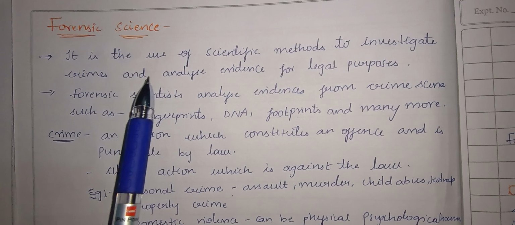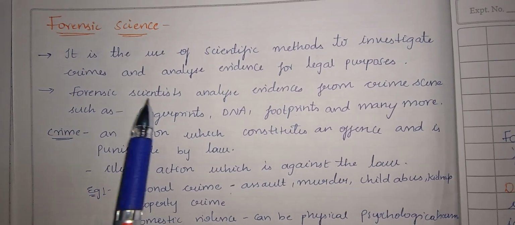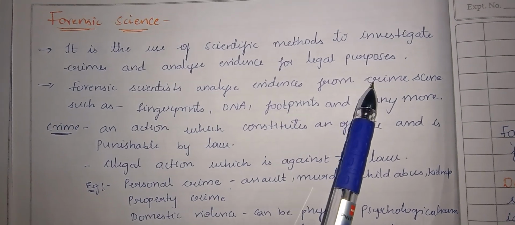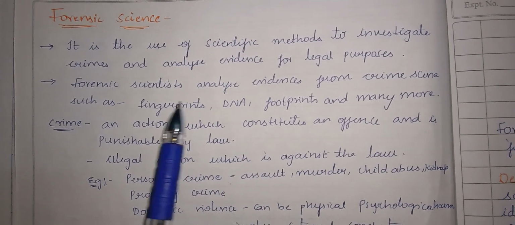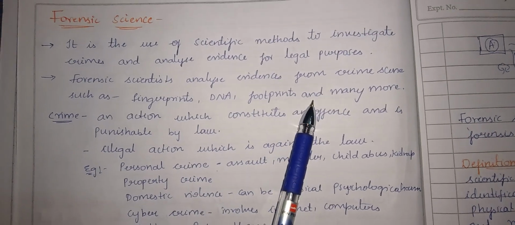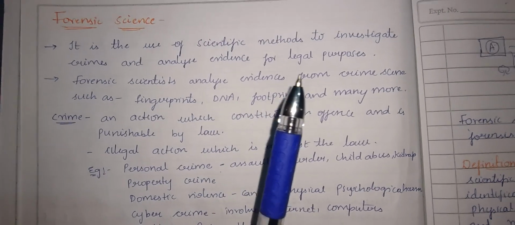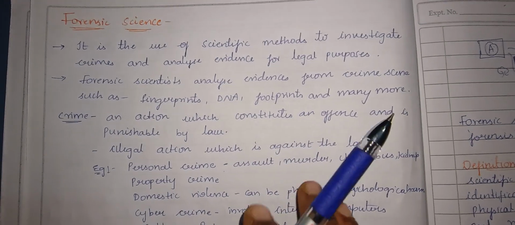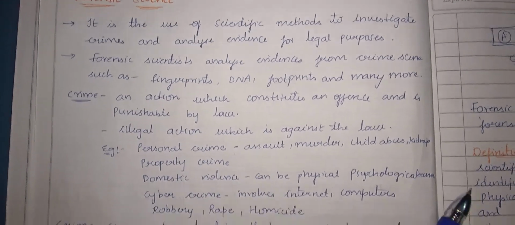The person who is an expert in solving crime cases with the help of scientific methods is known as a forensic scientist. A forensic scientist analyzes the evidence collected from crime scenes, such as fingerprints, DNA, footprints, and many more. These are some of the evidence found in many crime scenes. With the help of this evidence, we can analyze it, match it with the crime case, and know who is the culprit or who is the victim.